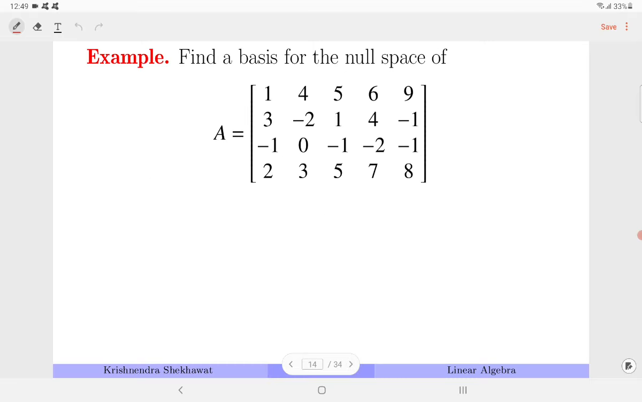Find a basis for the null space of this matrix. So null space, recall, is the set of all those vectors for which Ax is equal to 0. These kinds of questions we have already done. So we need to solve a homogeneous system of equations. To solve the homogeneous system of equations, we need to compute RREF.